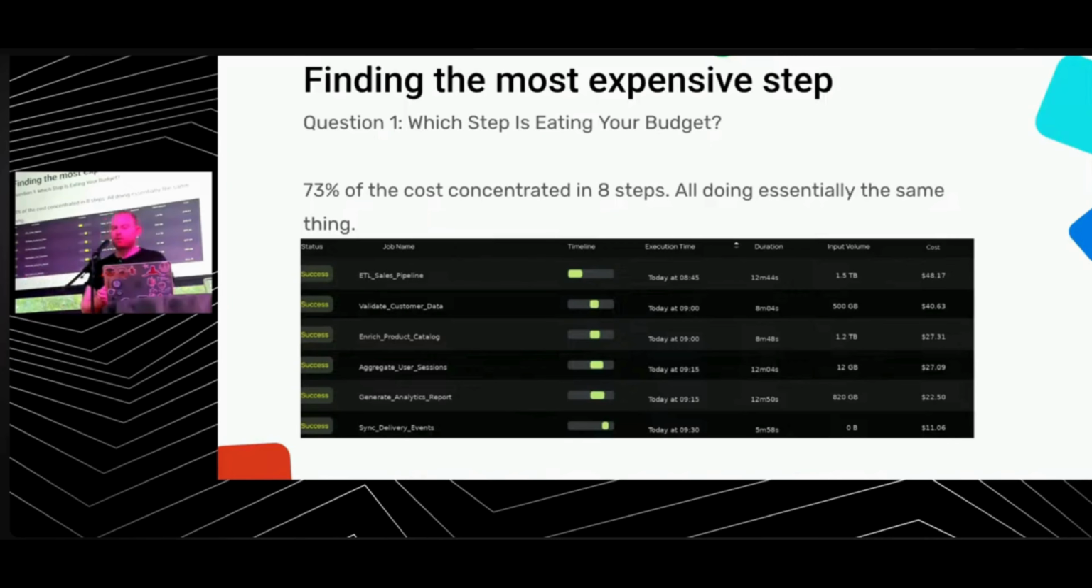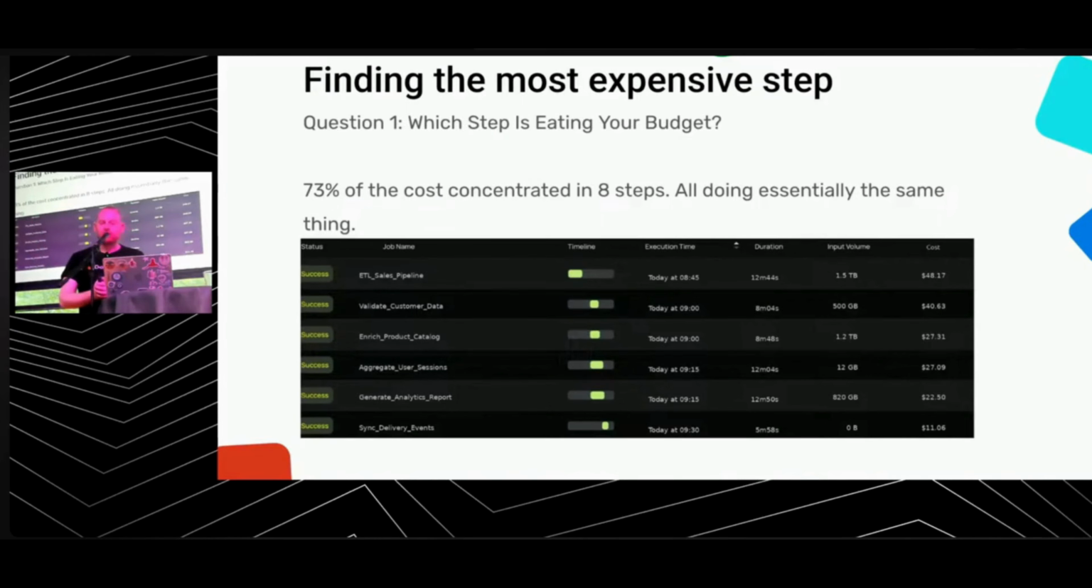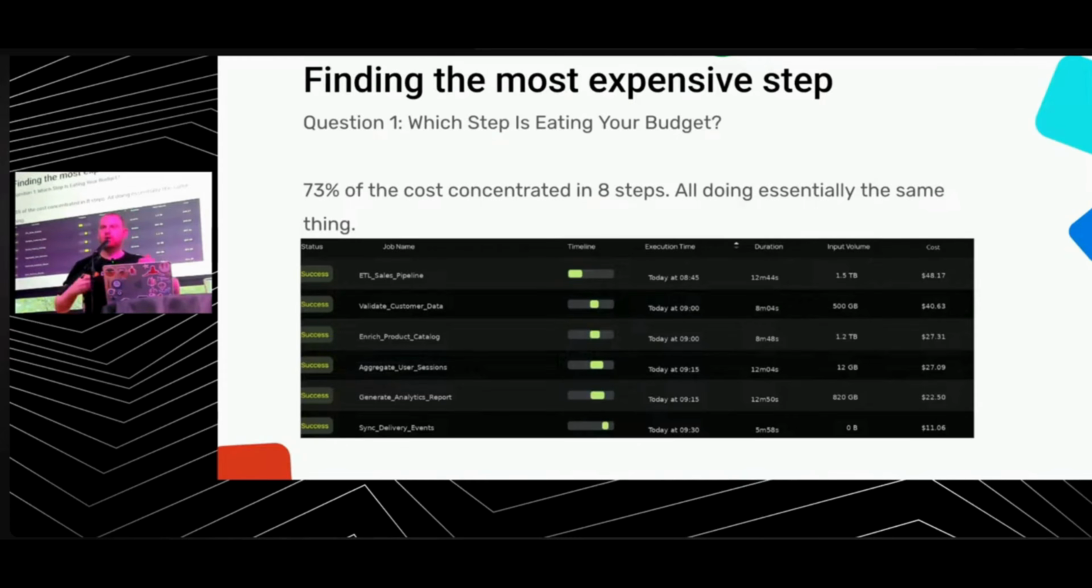In this example, from a customer where we anonymized the data, that's a screenshot from DataFlint, from a very large workflow, 73% of the cost was concentrated in 8 steps and 5 of them did the exact same thing. That's the kind of thing that's really important to understand when we try to figure out what's going on and what we can do about it.